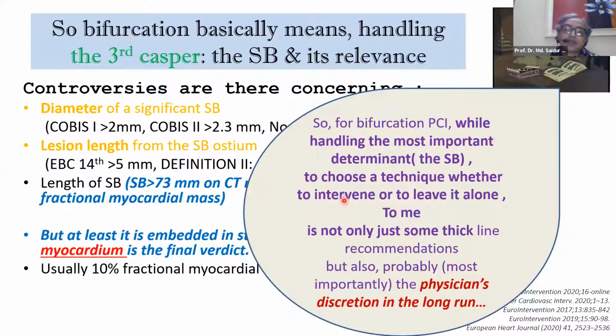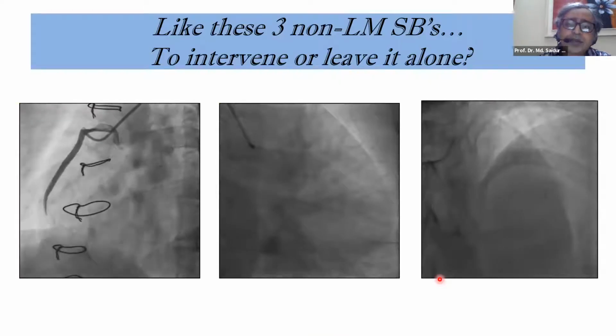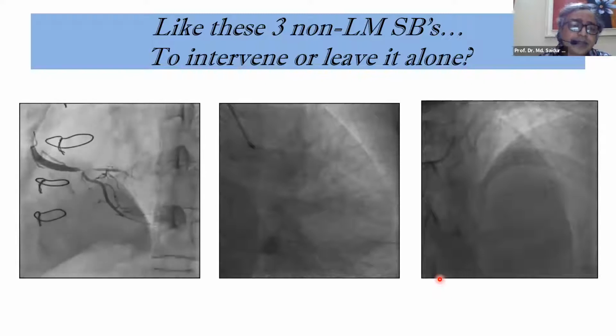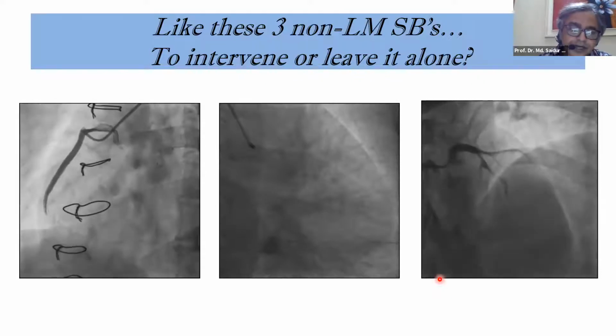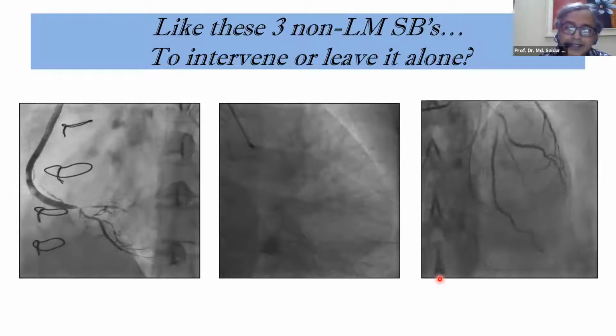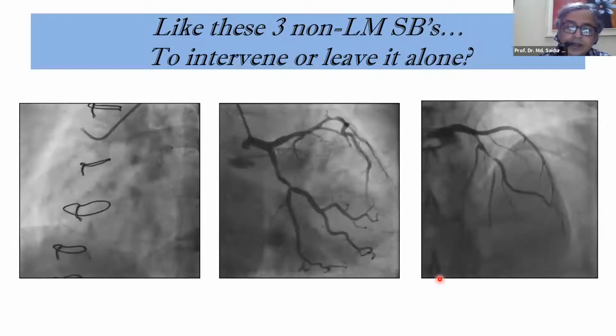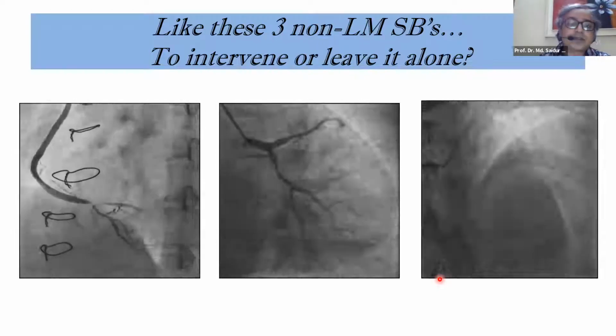So for bifurcation PCI, along with these controversies, whatever the most important side branch, keeping in mind to choose a technique, whether to intervene or to leave the side branch alone, I think along with all these numbers, most importantly, the physician's discretion in the long run is very much important. Like these three non-left main SBs, which one we will have to treat or whether we will have to treat both. This is a dilemma, and there is a big question where everybody should be very meticulous.